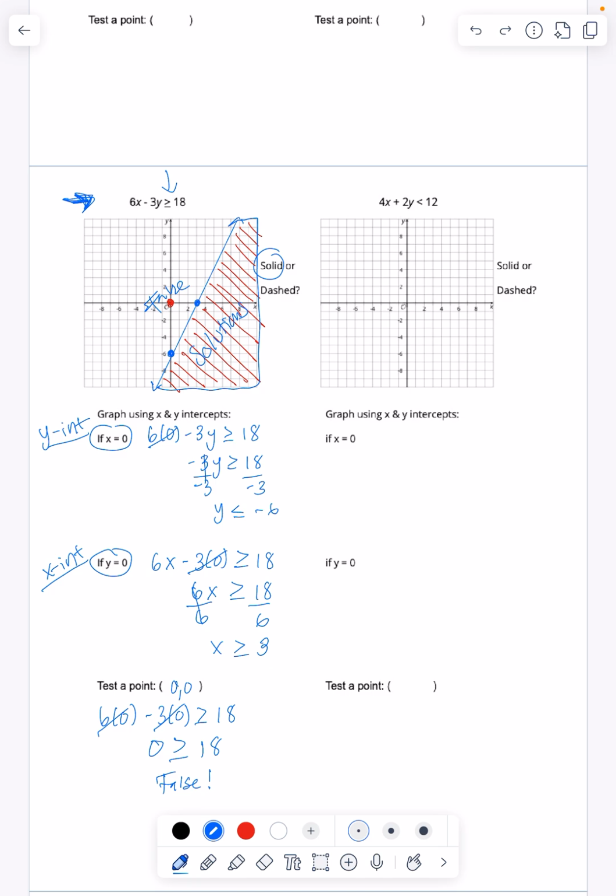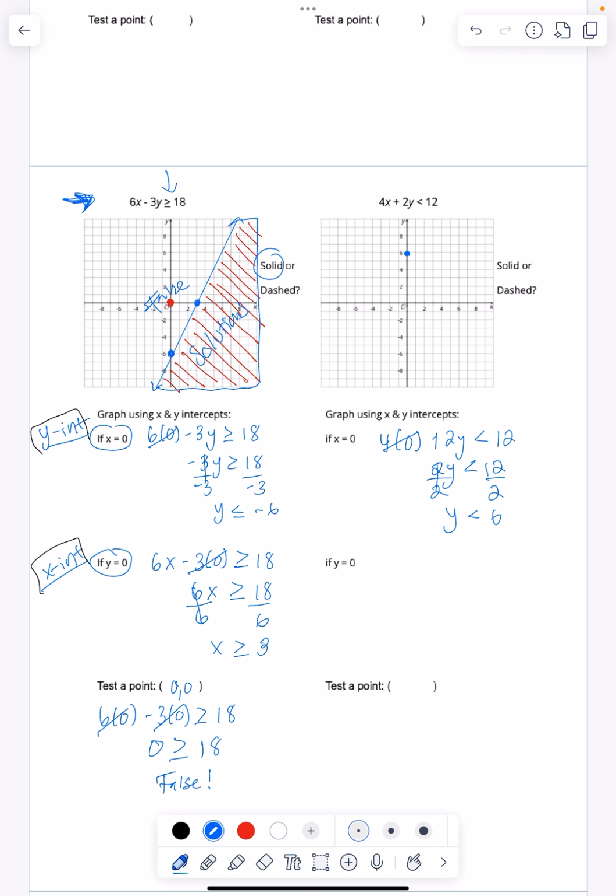I'm going to do one more in standard form, so you guys have another example. So let's do this one. Again, we're going to find the y-intercept first, then the x-intercept. Let's start with the y-intercept, so set x equal to 0. So 4 times 0 plus 2y is less than 12. 4 times 0 is just 0, so we get 2y is less than 12. Divide by 2 on both sides, so y is less than 6. That means y is at 6, right? That's the y-intercept here, so I'm going to plot that.